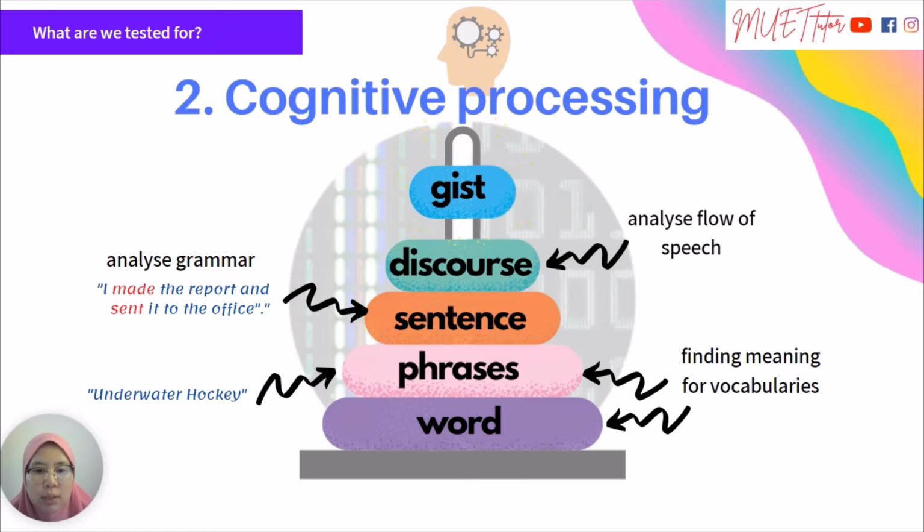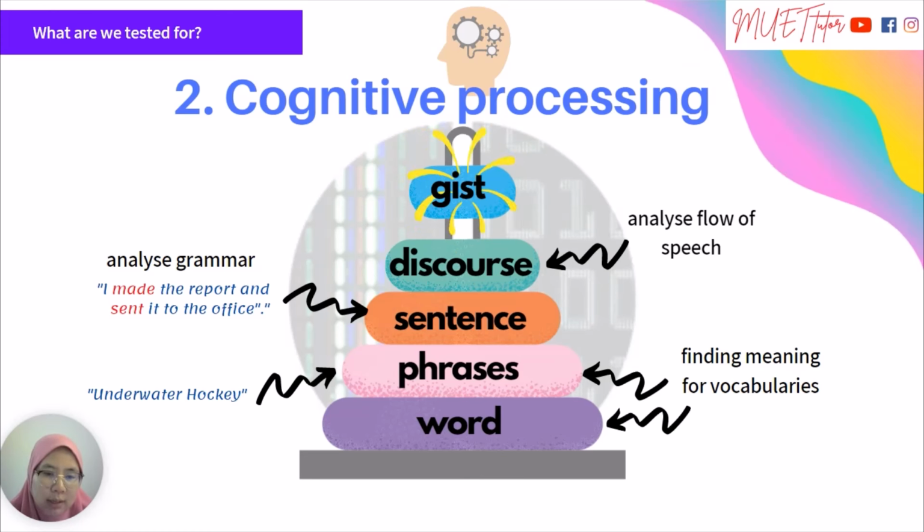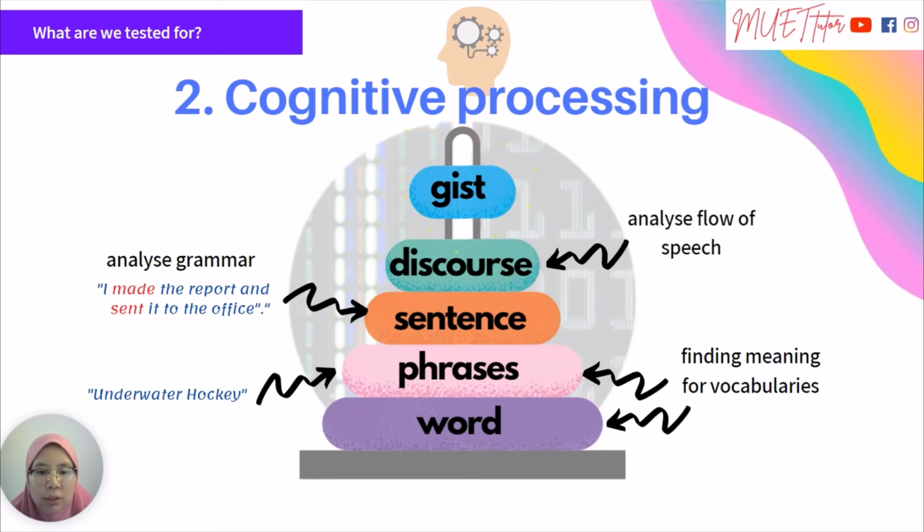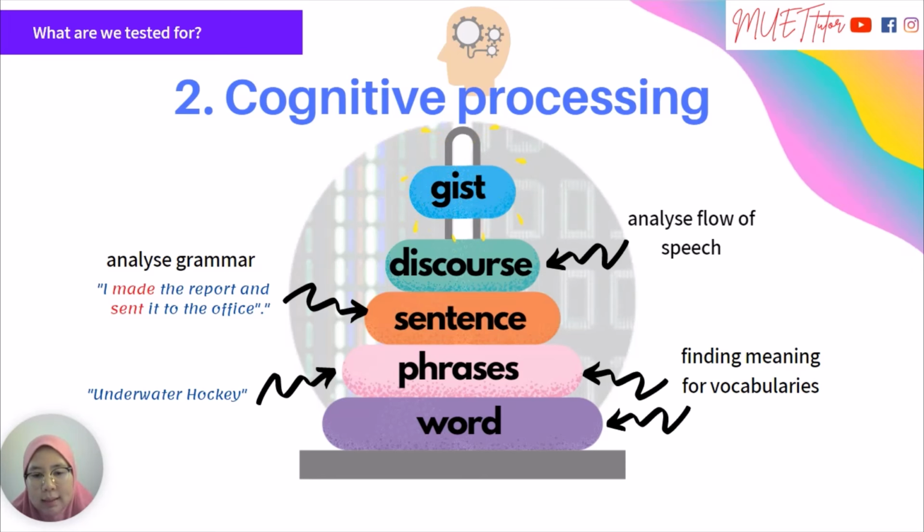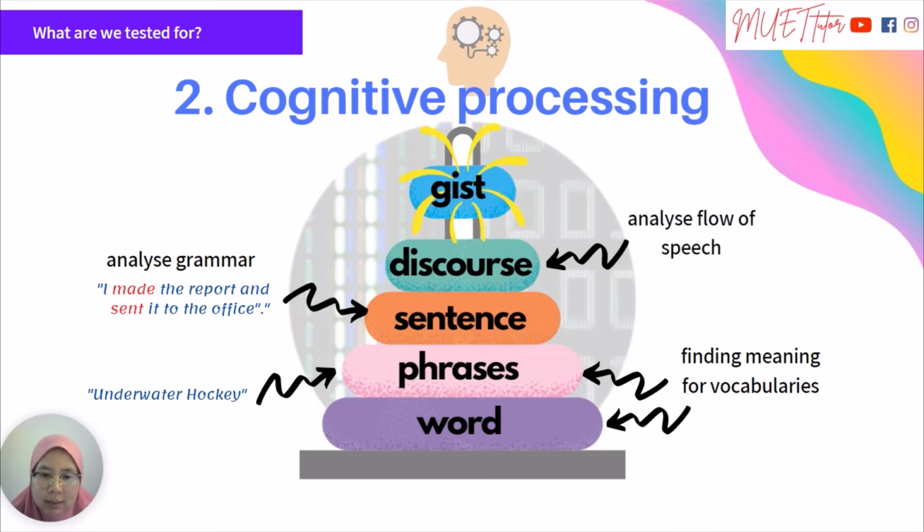And after that, we need to analyze the grammar structure in a speaker's sentence in order to understand the speaker's meaning. For example, if the speaker uses past tense in her speech, we can understand that the actions mentioned in his or her speech happened in the past.